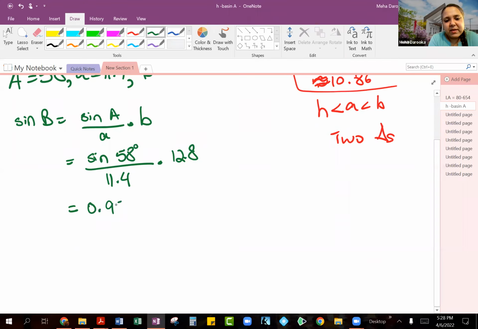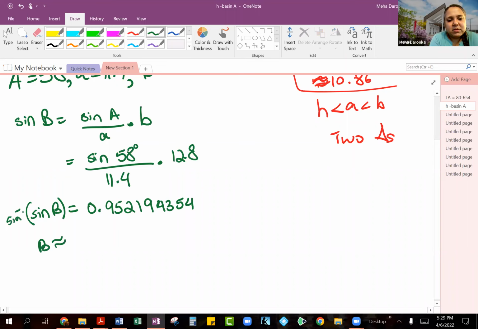So this will end up giving us 0.952194354. So make sure you are not rounding this answer over here. And then, of course, calculate your B by using the sine inverse. And then what are we looking at for this one?